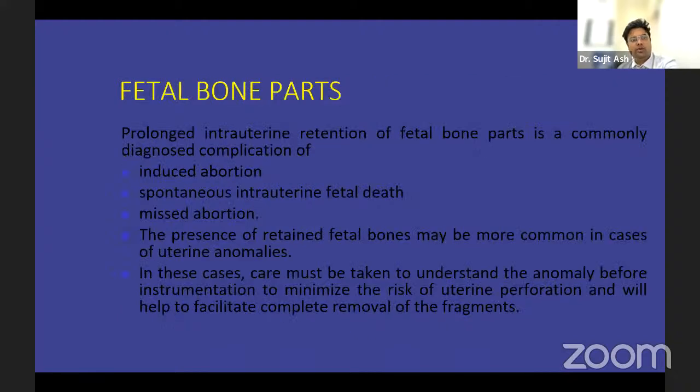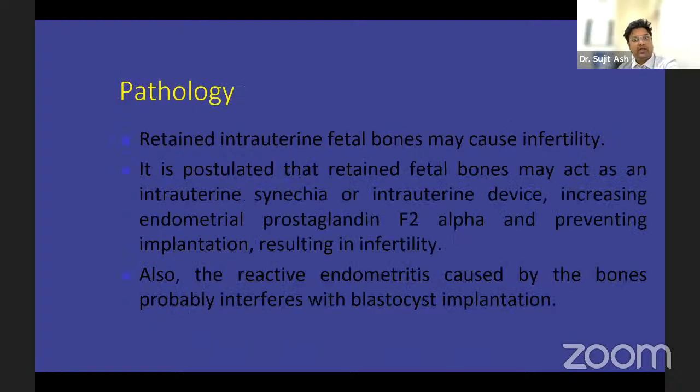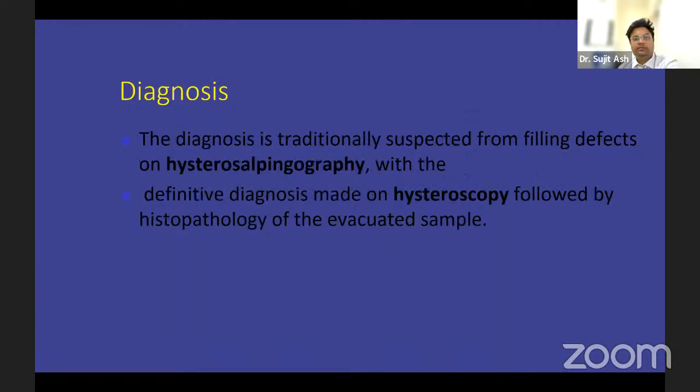One is fetal bone parts, which can be because of abortion, the chances of you not removing the bone, or some doctor might have just cleaned it up and left a piece of bone behind, and this can lead to menorrhagia or vaginal discharge or pelvic pain or even infertility. If you do an X-ray, or an ultrasound, you might find a dense area. So this is how we identify that there's a foreign body.